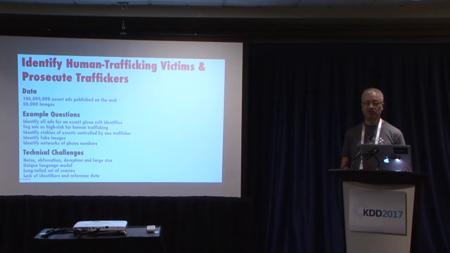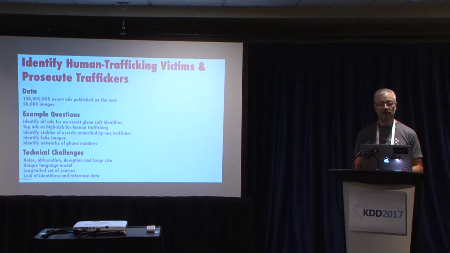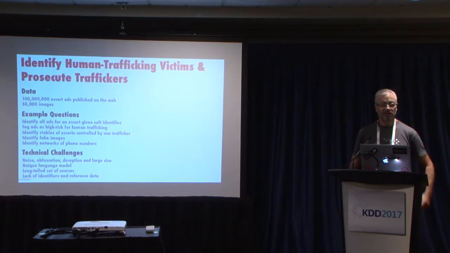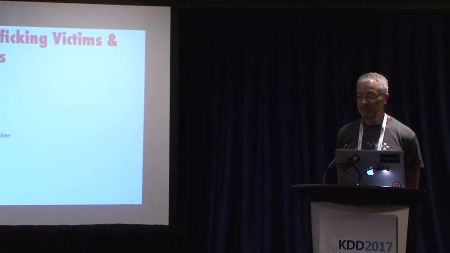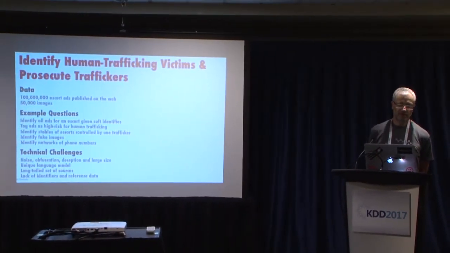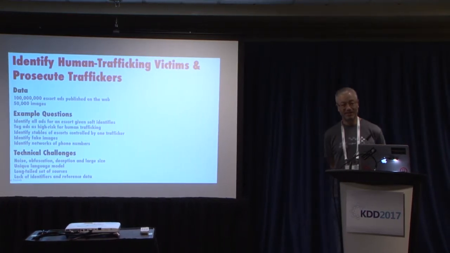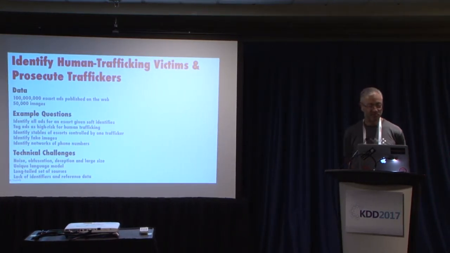And the domain where we have made the biggest impact is the human trafficking domain, where we're basically trying to help law enforcement find traffickers and find victims. And the data that we have is over 100 million online advertisements for escorts gathered over a period of about 3 years. About 50. I forgot 3 zeros on the images. It's 50 million images.